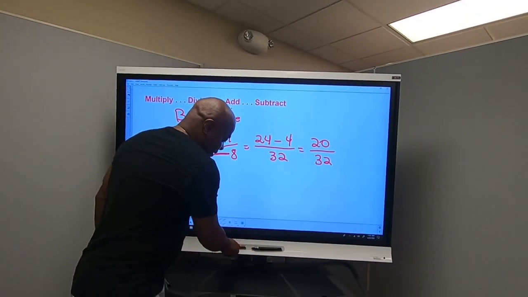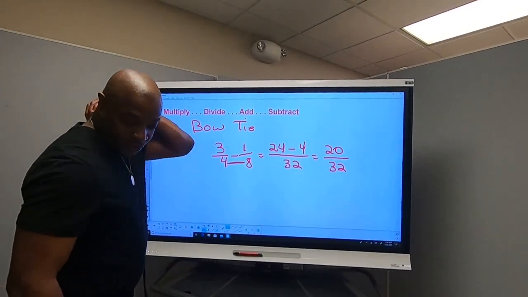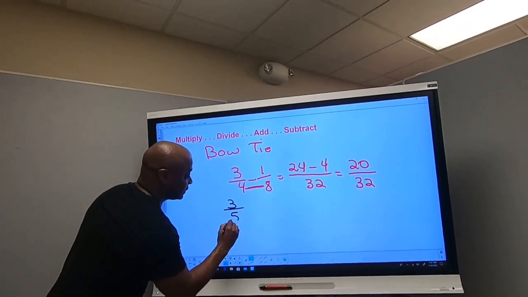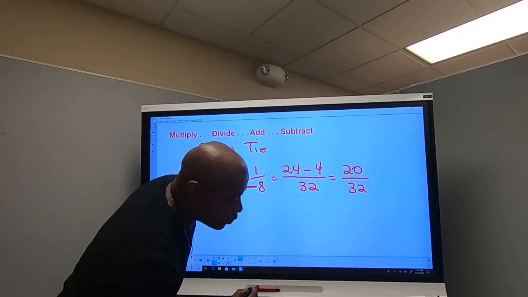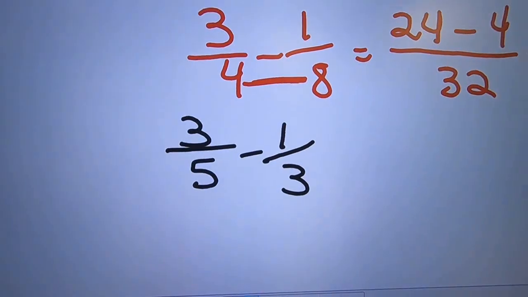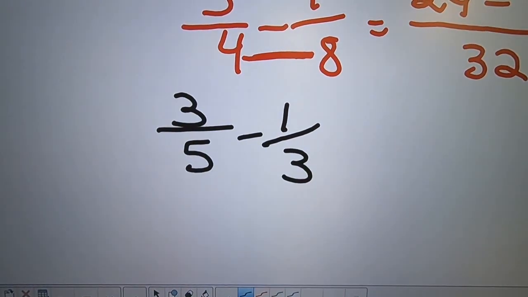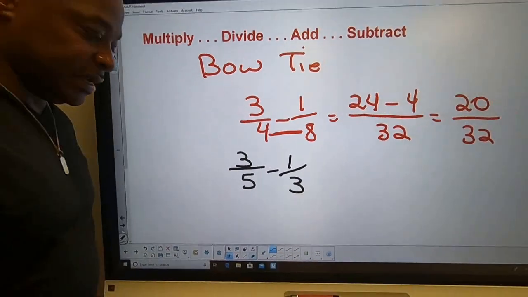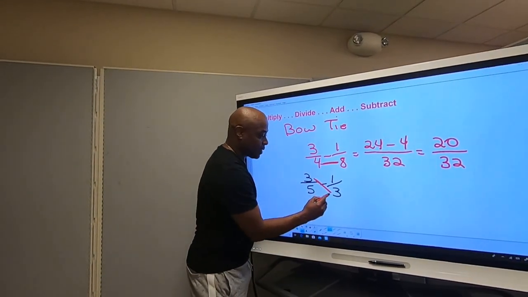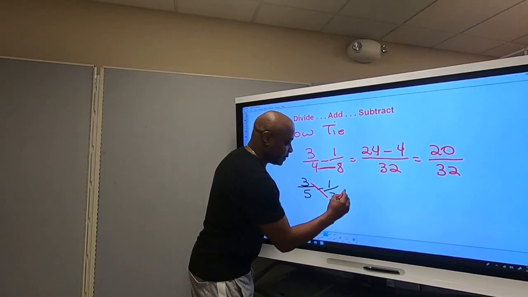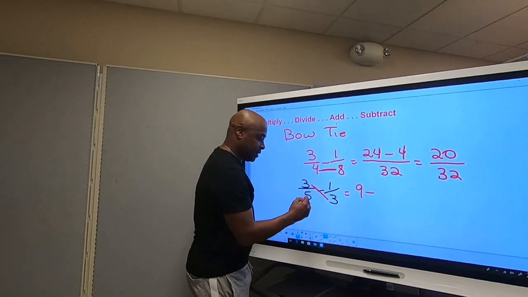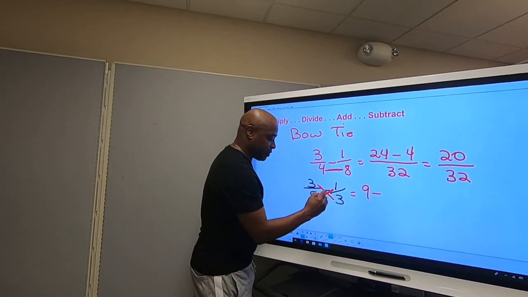Now, I'm going to give you one to do. I want you to do 3/5 minus 1/3. Think about the bow tie method. In the bow tie method, we're going to take this denominator and multiply it across. What do we get? Good. 9. What are we doing? We're subtracting, right? Bow tie method, multiply it across.